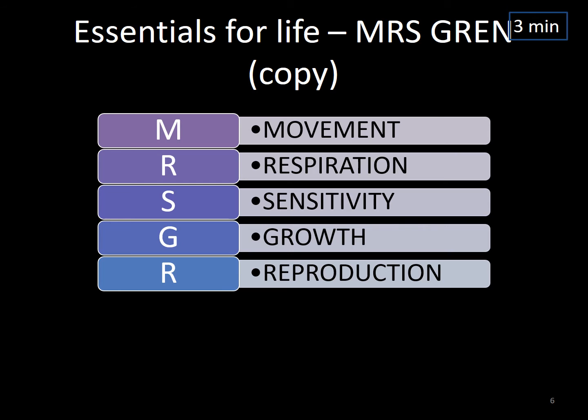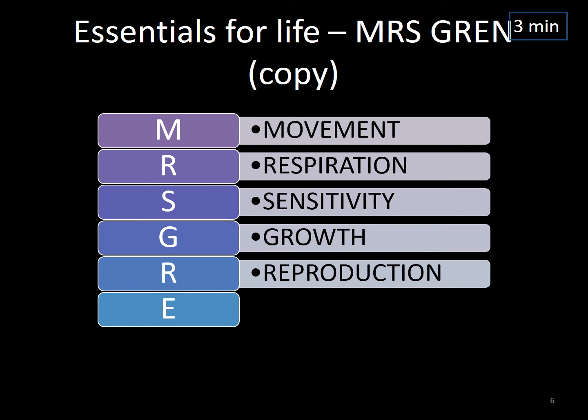R, another R, reproduction. So reproduction is really important as well, because if a species is to stay alive, so if humans are to stay alive, for example, it's not enough for them to live really healthily and for a really long time. They need to be able to reproduce, so that more humans come as the older ones pass away.